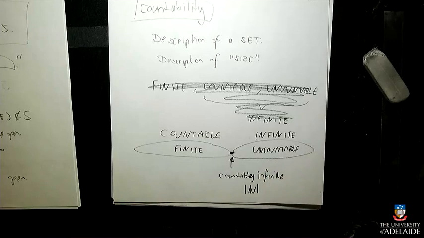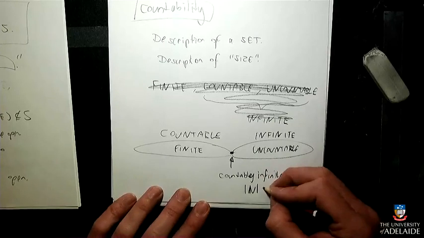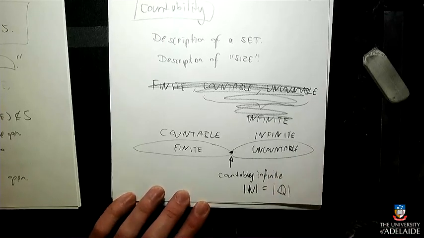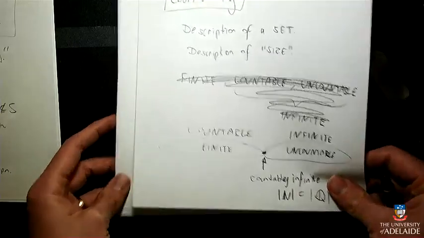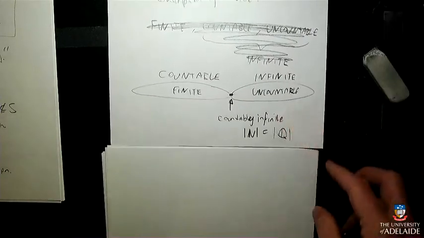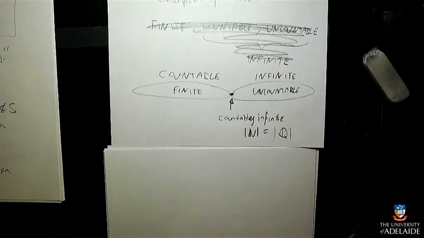Well, it's sort of defined to be the size of the natural numbers, and you discover that it also happens to be the size of the rational numbers. So we have a new way of talking about size, which is that you can put things in one-to-one correspondence with each other and then they are the same size. That's how to tell if things are the same size.